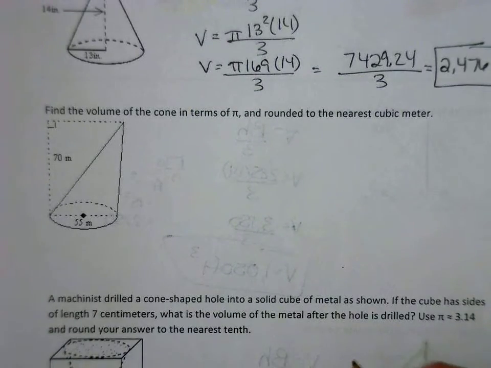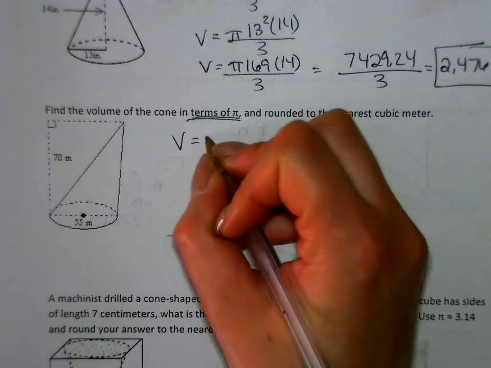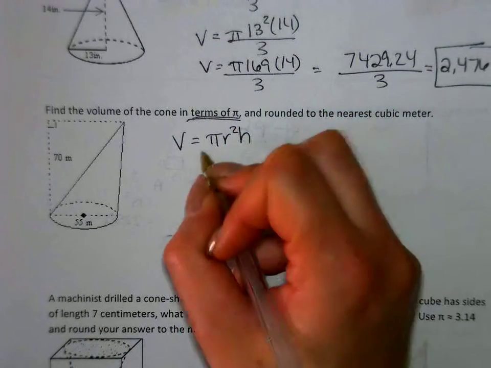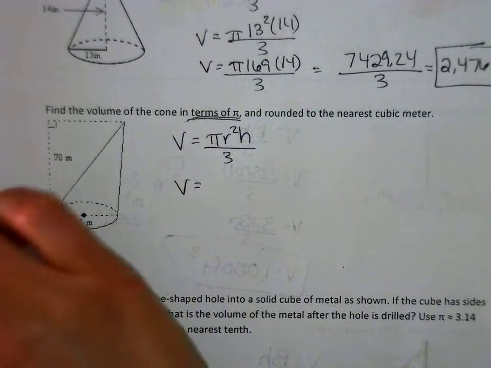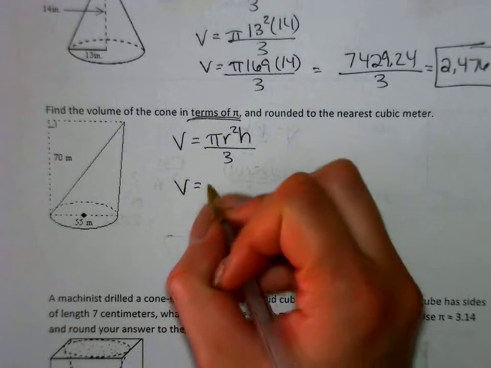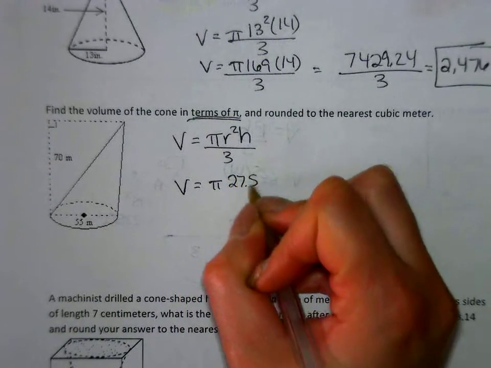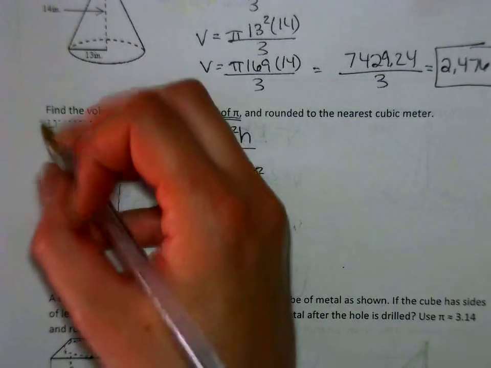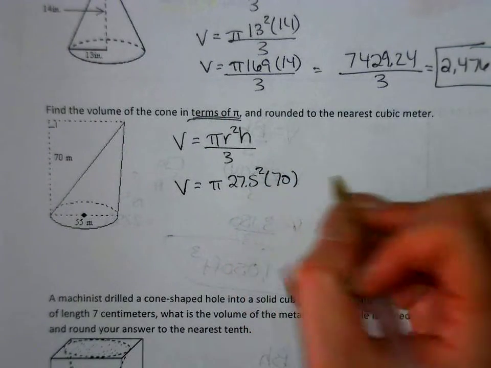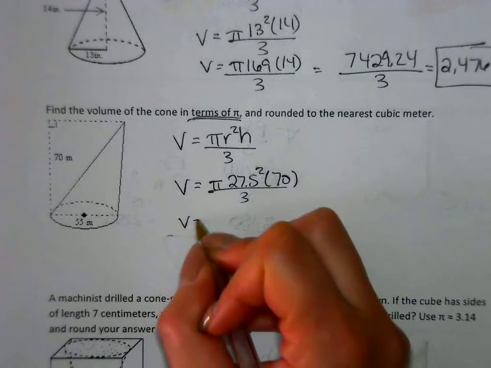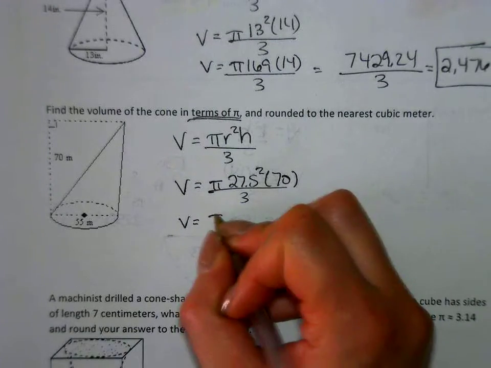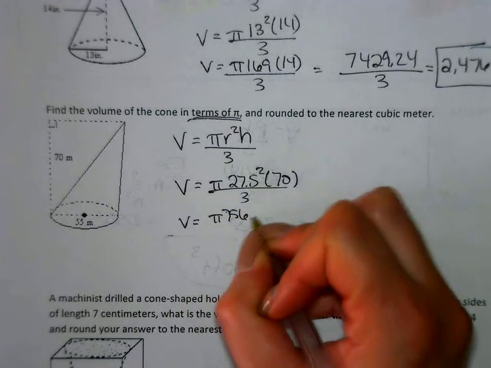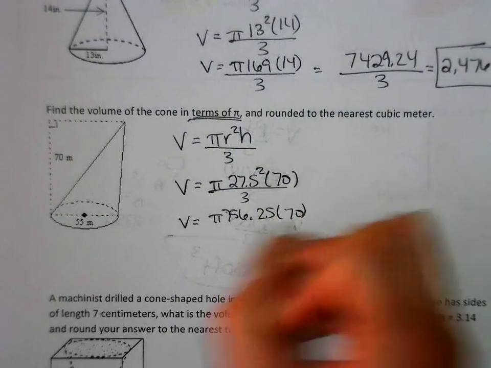Let's find the volume of the cone in terms of pi. We want to round to the nearest cubic meter. So the volume of our cone is pi times our radius squared times the height divided by 3. In this case, our diameter is 55, so if we divide that in half, our radius is 27 5/10. We're going to square that. And the height of our cone is 70 meters. So 27 and 5/10 squared is 756 2500ths, times 70.